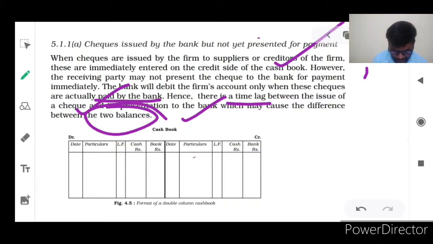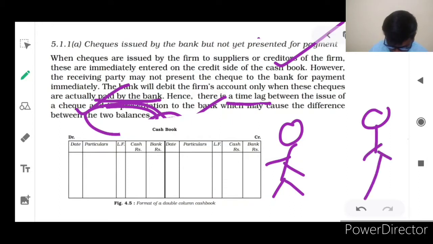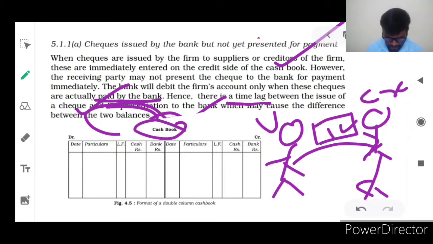which may cause the difference between the two balances. You are the businessman and your creditor is here. To your creditor, you wrote a check, amount rupees 1 lakh, a payable check. As soon as you hand over the check to your creditor, you will credit your cash book. It is the credit side of your cash book. So on the credit side of your cash book, all payments you will write.